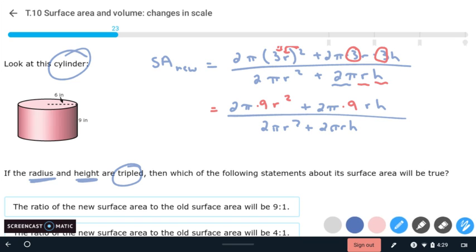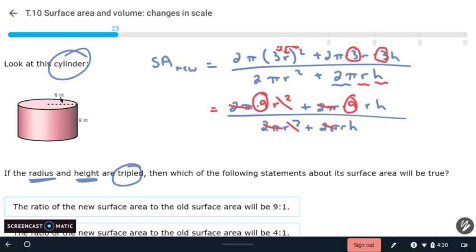I'm going to look at what's different. And so here, the 9 in both of these expressions is something different from the original. Otherwise, you've got 2 pi in all of these. You've got r squared here. You've got rh here. And so if you think about it in terms of algebra, you could take the 9 out of both of these expressions and rewrite it as 9 times 2 pi r squared plus 2 pi rh. And if you were bored, you could take the 2 out as well, but that's part of the original formula, so I'm going to leave that.